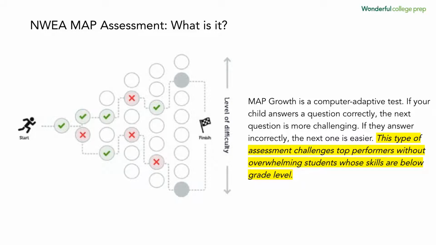Now, the MAP assessment, very basic, is a computer adaptive test, which means as your child answers questions, it'll change what the next question is. This type of assessment is primarily used because it can challenge top performing students who get several in a row correct, without overwhelming students who are below and could get frustrated by getting several wrong in a row, which we see with some of the other assessments.